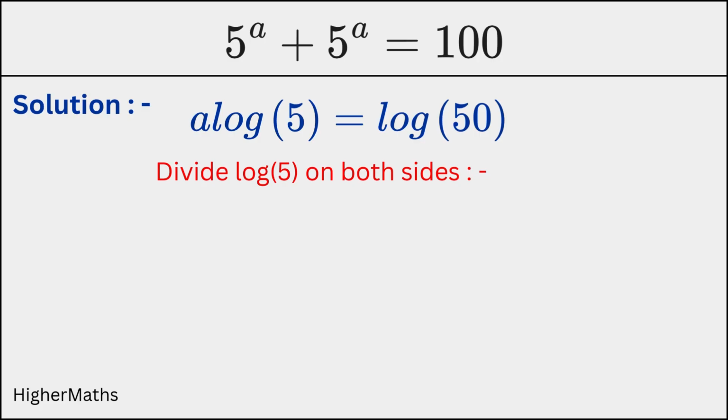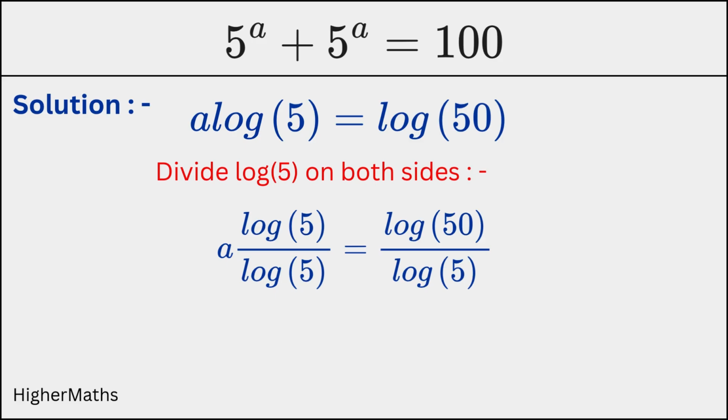Then we'll divide by log of 5 on both sides, so it will be over log of 5 on this side and over log of 5 on this side. Now to simplify this, log of 5 over log of 5 cancels, then it will be a is equal to log of 50 divided by log of 5.